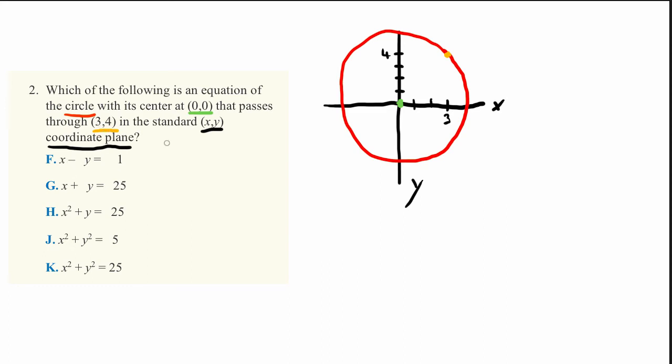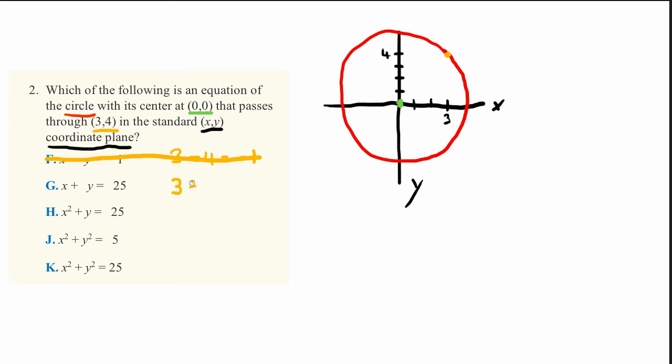So here, if x were equal to 3 and y were equal to 4, the answer would be -1, and -1 is not 1. This is not a point on this equation, whatever shape it makes. Next, x plus y is equal to 25. Let's try plugging in again.